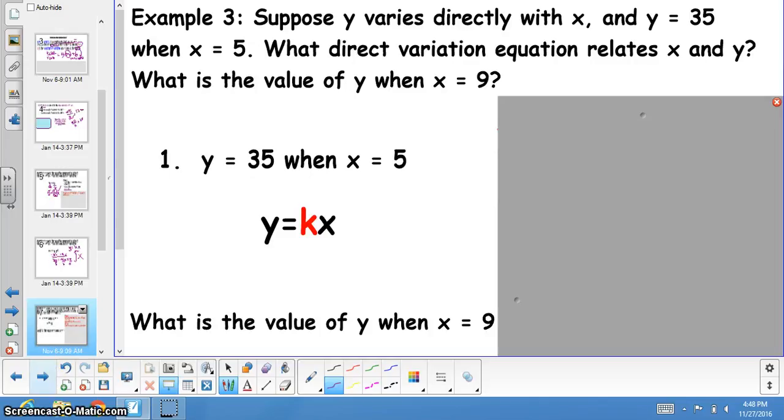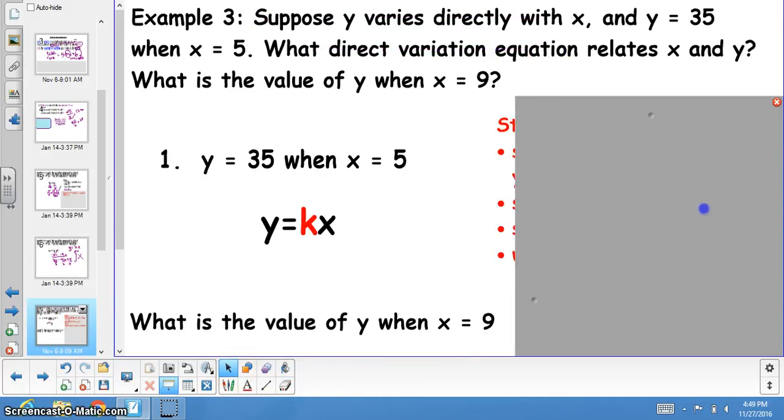Here's another example. Suppose y varies directly with x and y equals 35 when x is 5. What direct variation equation relates x and y? What is the value of y when x equals 9? Whew, that's a lot. So let's break it down. I already know it's a direct variation because it tells me. Suppose y directly varies with x. So it is a direct variation. Well, I got some steps.